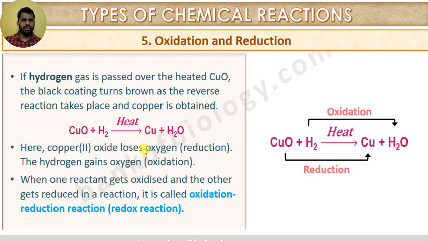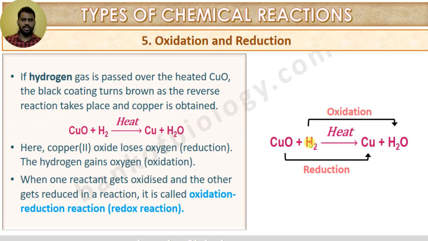So the loss of oxygen is called reduction. CuO loses oxygen, so this is reduction. And hydrogen gains oxygen, so this is oxidation. See, you have to represent it like this, with an arrow, for reduction and oxidation.